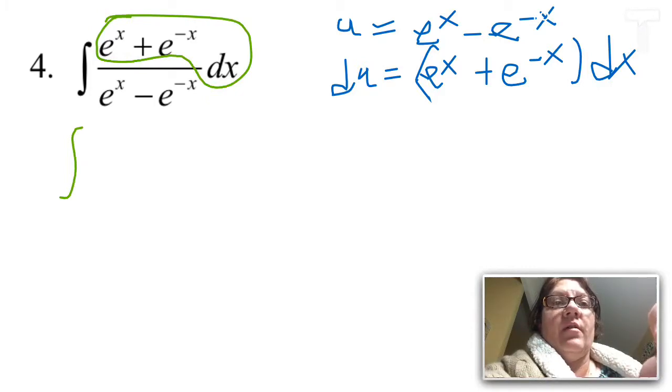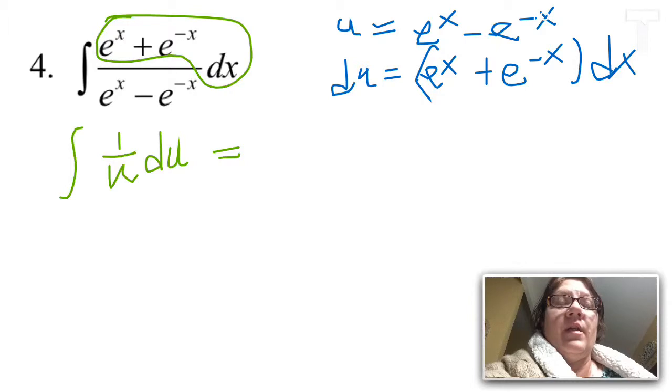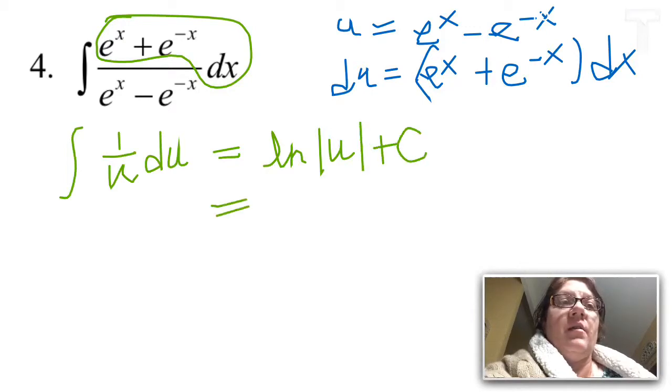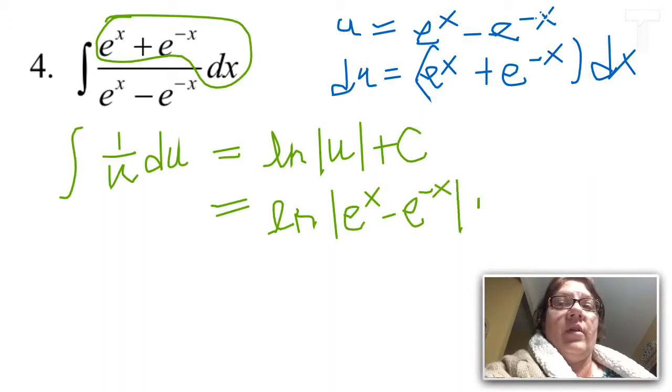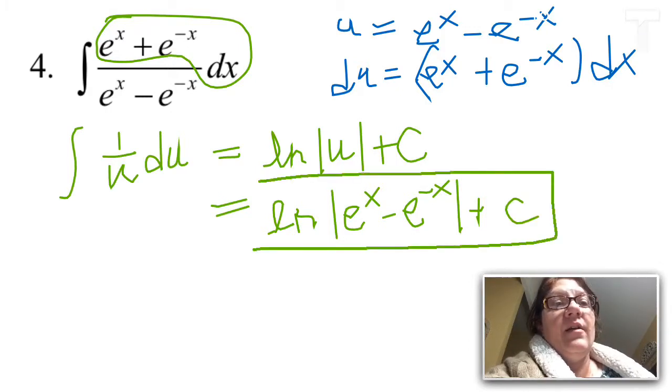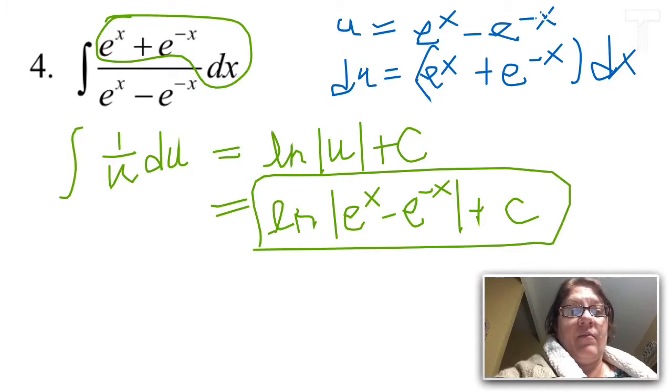And I'll have 1 over u du. But of course the integral of that is natural log of u, absolute value, plus c. And then if I plug it back in, I'll have natural log of e to the x minus e to the negative x plus c. Splendidly. Oh my goodness, I can rhyme a lot, can't I?